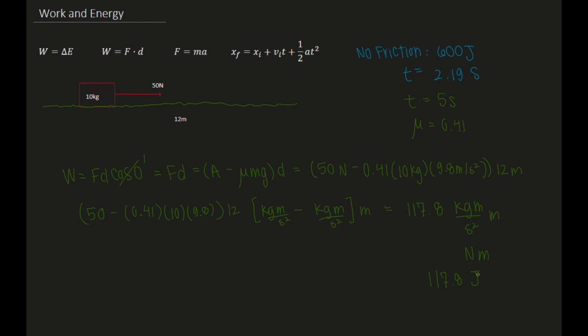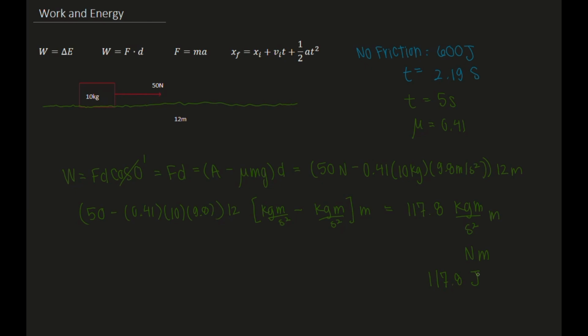What does this translate to in terms we can understand? The block's going to move a lot slower. Where is the rest of that work going? Friction. Friction is taking that work and turning it into thermal energy. It's turning it into heat. If you rub your hands together really fast, friction takes that energy and converts it into heat.